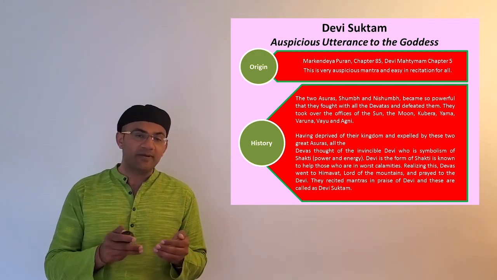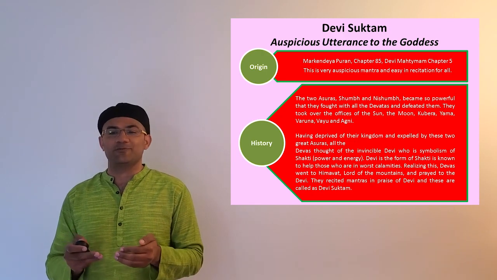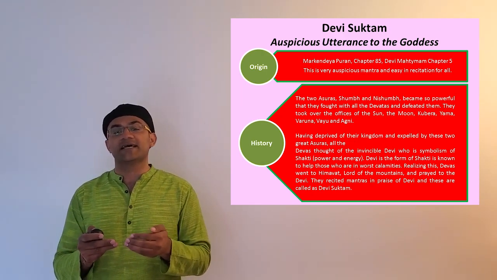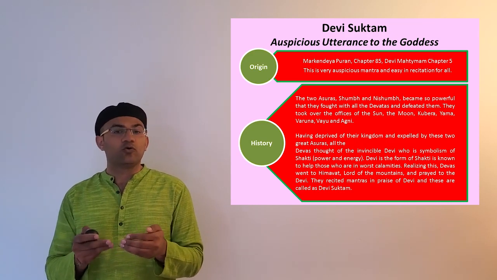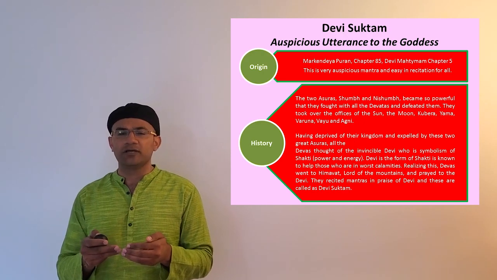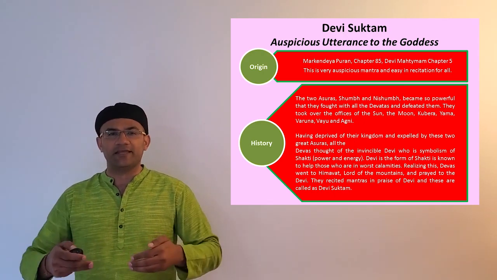And what is the history behind this? There are two asuras, Shumbha and Nishumbha. They became so powerful that they fought with all the devatas and defeated them. They took over the offices of the sun, the moon, Kubera, Vayu, Agni, Varuna, all of them. They basically expelled them from their offices and took over.